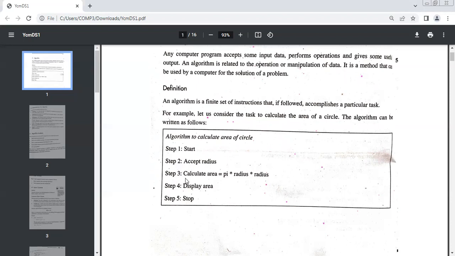Third step is calculate the area. As we know the formula, the area of a circle is pi r square, so for calculating the area there is pi into radius. Then the next step is display the area. And the last step is stop. So this is the algorithm to calculate the area of a circle.